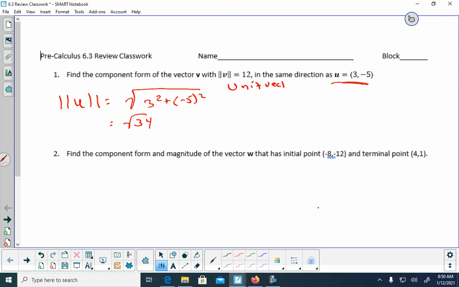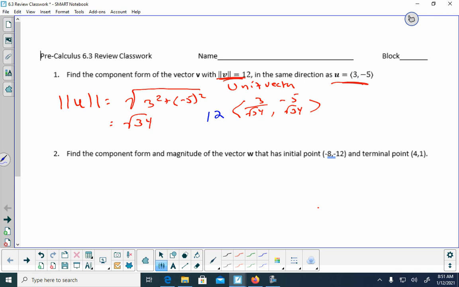So to find the unit vector, I'm going to take these ordered pairs, 3 and -5, and I'm just going to divide it by the magnitude. Now, when I do that, this vector has a magnitude of 1. That's why it's a unit vector. And my final answer is I want my vector to have a magnitude of 12, so I'm just going to simply take 12 and multiply it on the outside.